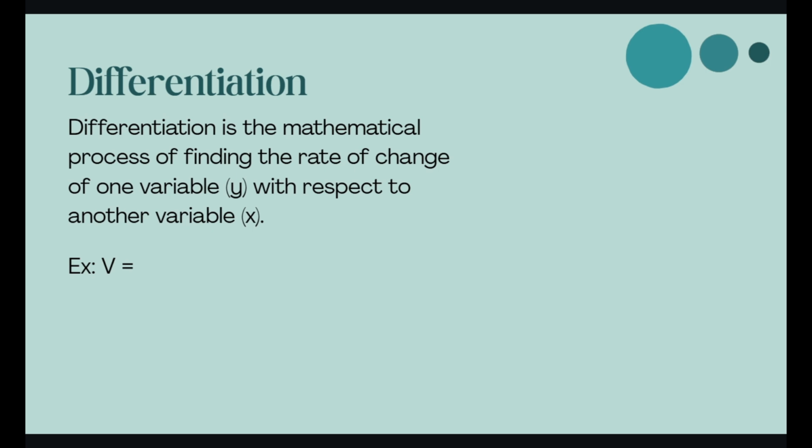From this example, we know that velocity equals change in displacement by change in time and acceleration equals change in velocity by change in time. So here the changes are represented using the delta symbol. When the changes are extremely small, they can also be represented by dx by dt or dv by dt.